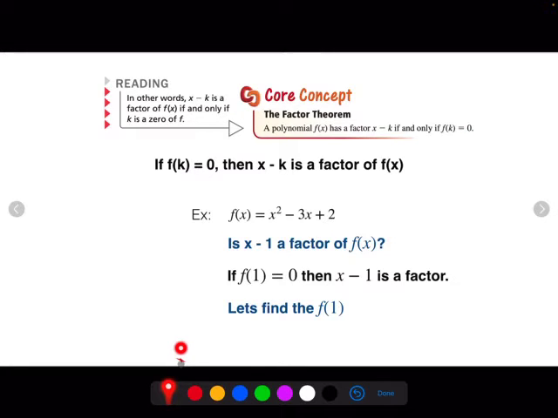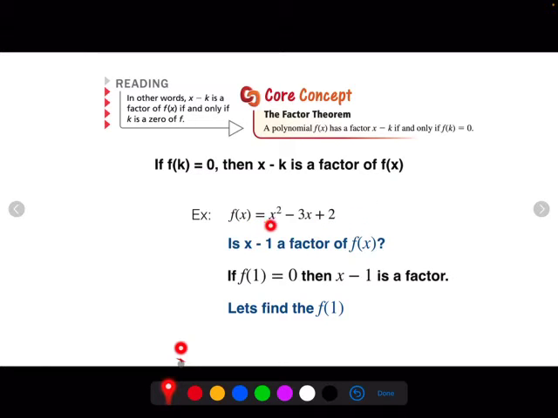So in the reverse of that, this would be the converse of it. If you substitute in k for the x value in your function and it equals 0, then x minus k is a factor of that function. So let's look at a question here, and then we will see how we could solve it using this factor theorem, and then we'll look at other ways we can actually solve it.